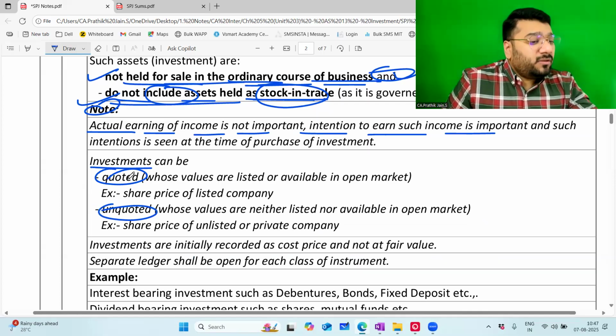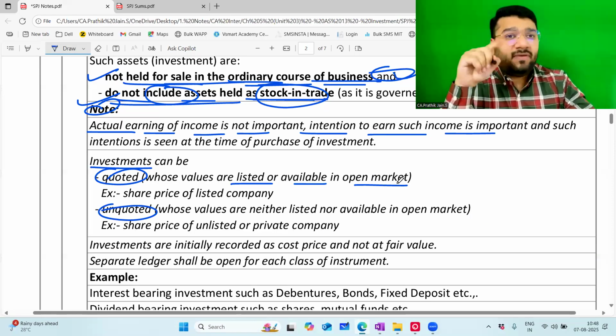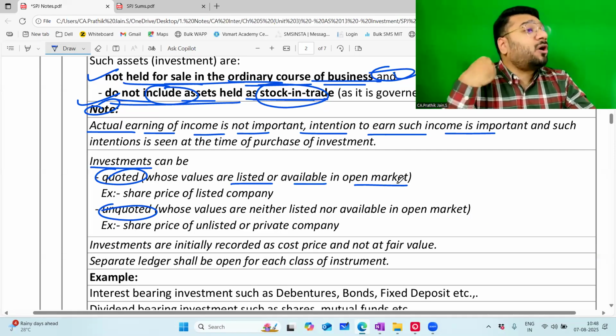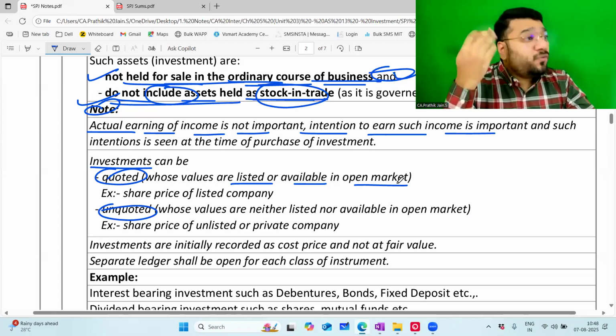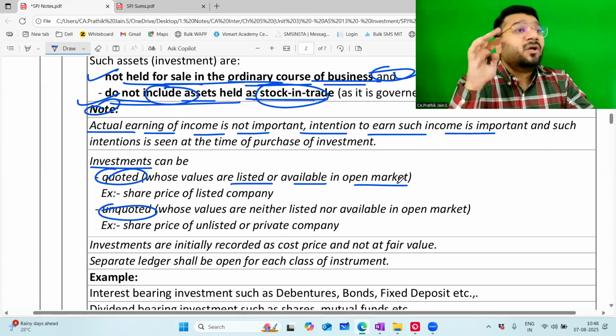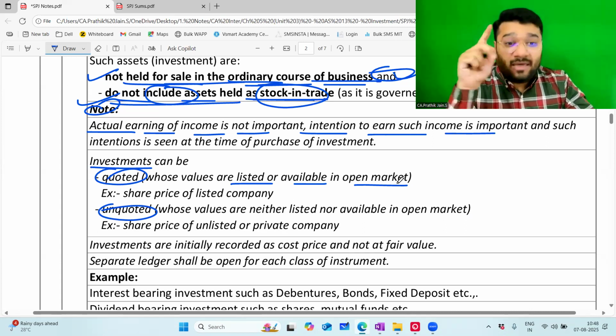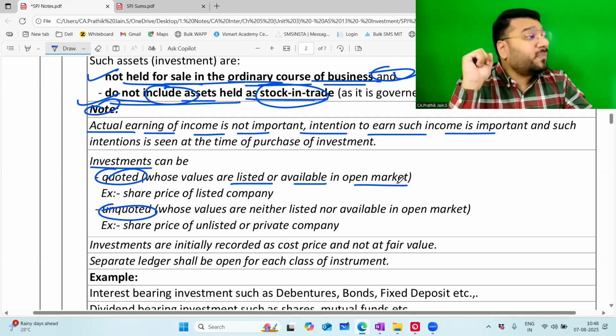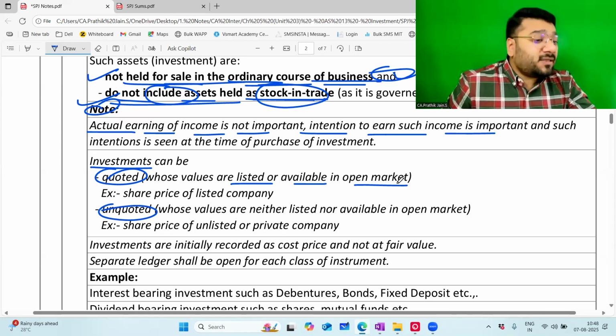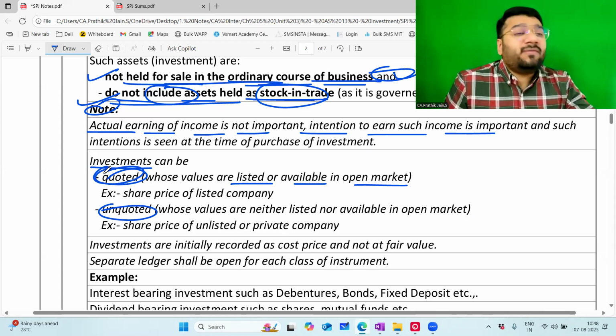Now, quoted investment, unquoted investment. Investments can be quoted, which means their value is listed or available in the open market. So suppose KVA is listed, what is the stock price of my company? Where will you go and search? Google. If you have any broker application like Zerodha, Groww, Angel Broking, etc., you log in and search the scrip KVA stocks. Automatically, the market price of that particular stock is given. Such kind of value is called quoted investment.